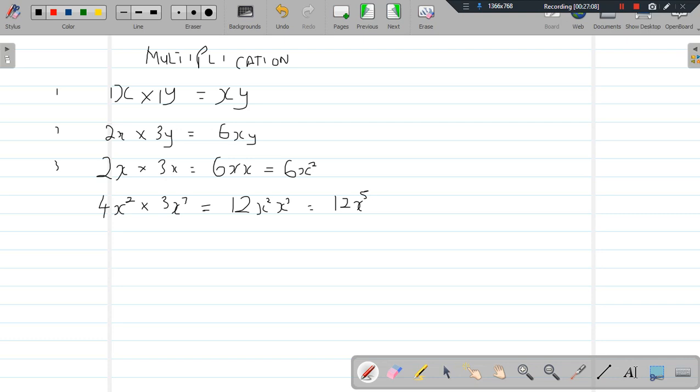Now let us look at the next type. The next type of multiplication of algebra is when I have a constant and a variable. So when I have a constant multiplying a variable, how do we multiply that? How do we multiply? So let me have this as my point 4. So a constant, say 3 times, say 4y. Then how do we multiply this?